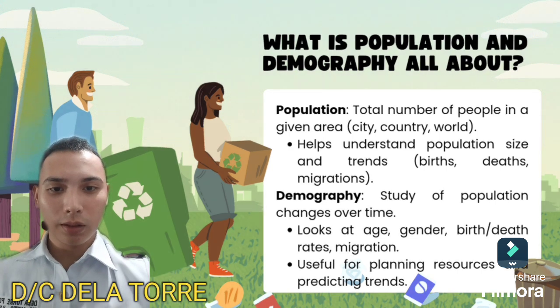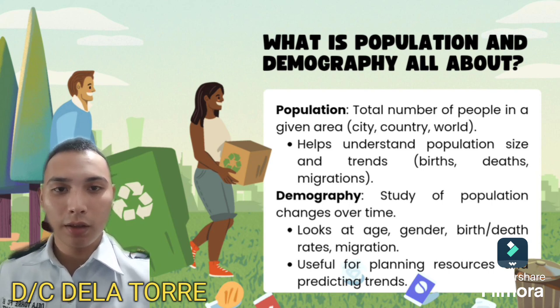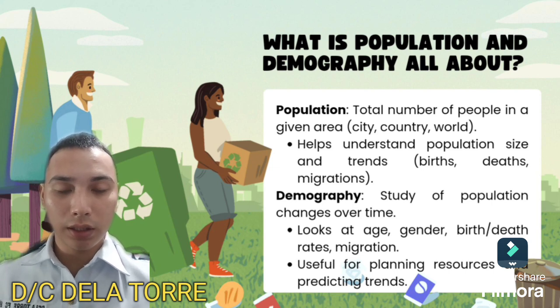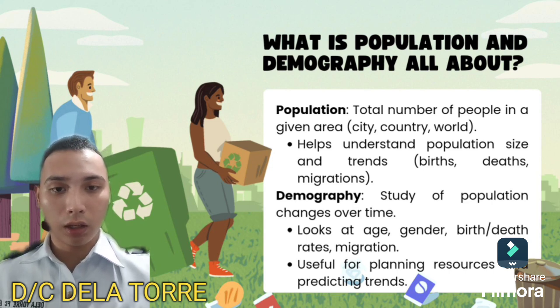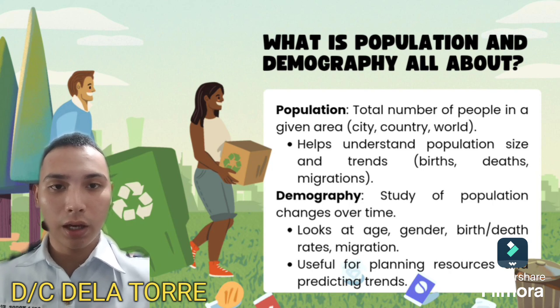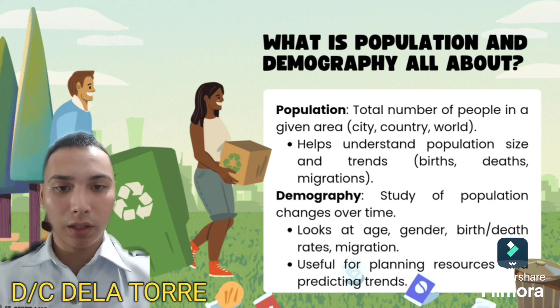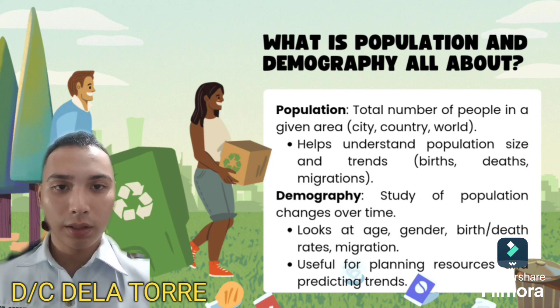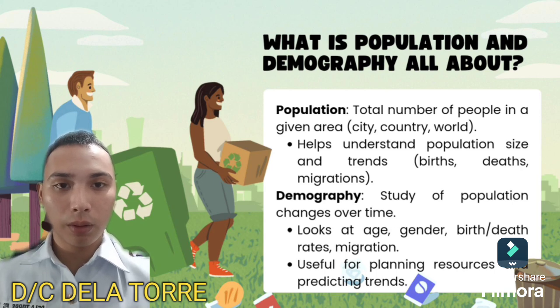So first, what is population and demography all about? Basic understanding: population is the total number of people in a given area, city, country, or the world. It helps understand population size and trends, births, deaths, and migrations. Demography is the study of population and its changes over time. It looks at age, gender, birth, death, or migration. It is useful for planning resources and predicting trends.